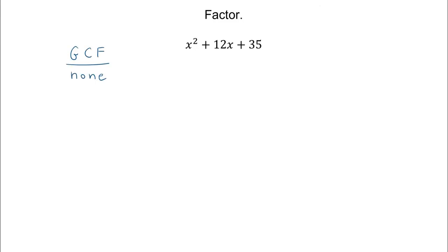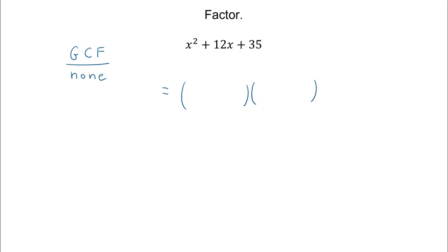Once we've looked for a GCF, the next step in factoring any polynomial is to count the number of terms, because the number of terms in our polynomial will help us determine the strategy we're going to use to factor it. This polynomial has 3 terms, and I notice that the leading coefficient is a 1. So this is a trinomial with a leading coefficient of 1. Trinomials with a leading coefficient of 1 will factor into 2 binomials, and that will always be the case. So I just go ahead and make room for 2 binomials.